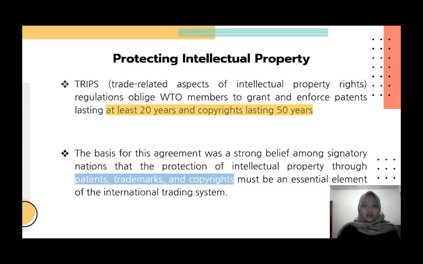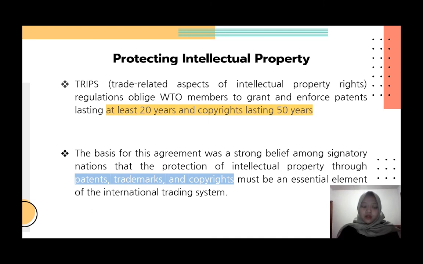Protecting intellectual property. Trade-related aspects of intellectual property rights regulation oblige World Trade Organization members to grant and enforce patents lasting at least 20 years and copyrights lasting 50 years. Rich countries had to comply with the rules within a year. Poor countries, in which such protection generally was much weaker, had 5 years, and the very poorest had 10 years.